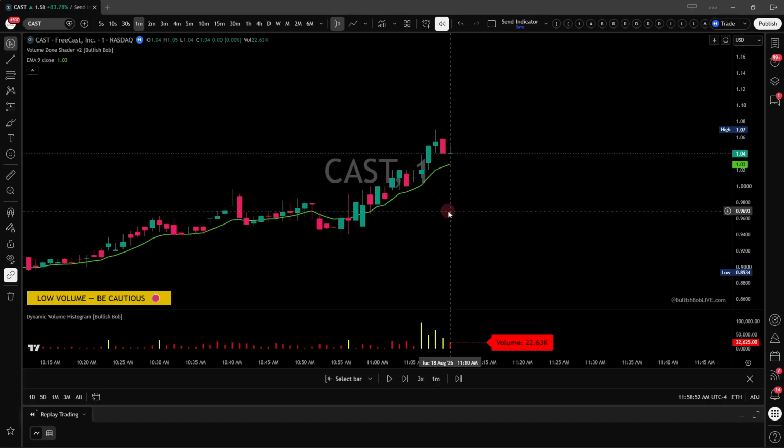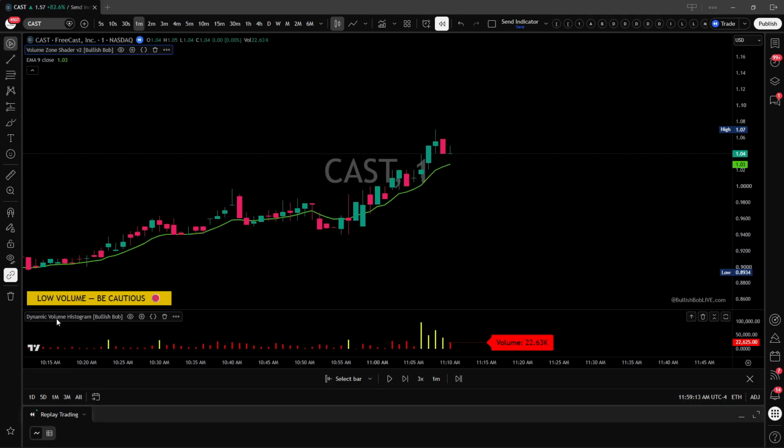What I'm looking for is volume, right? I've got 2 indicators, actually 3, but 2 volume indicators. I have our volume zone shader version 2. This is coming out today, guys. So if you don't have this yet and you're in our elite community, guess what? You will have it today. All of our elite members will have access to this indicator today. So if you're watching this, you should have access to it.